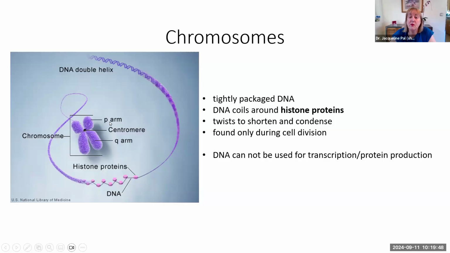becomes a visible chromosome. And these are only found during the process of cell division. So during the vast majority of the time when a cell is doing its work, we just see chromatin. And the reason for that is when the DNA is all twisted and condensed up, it can't be used for cellular processes.